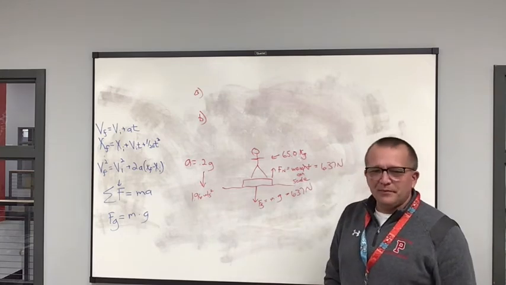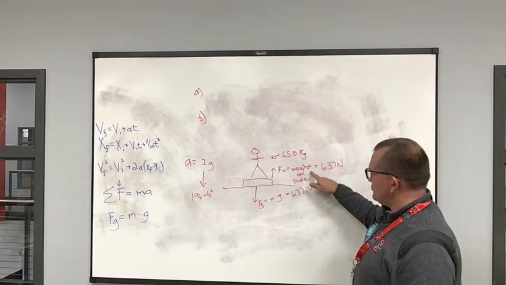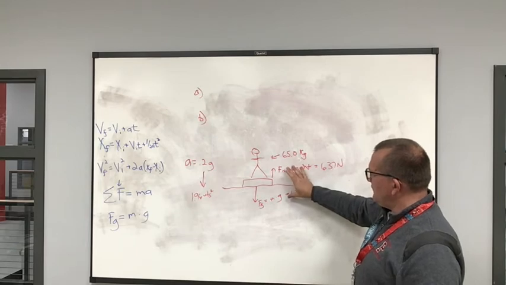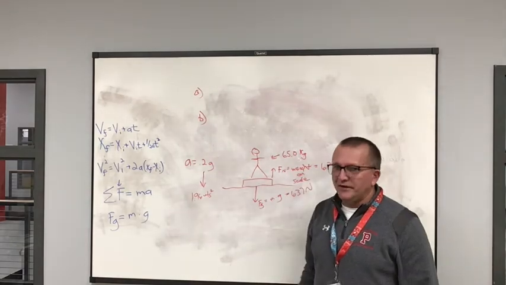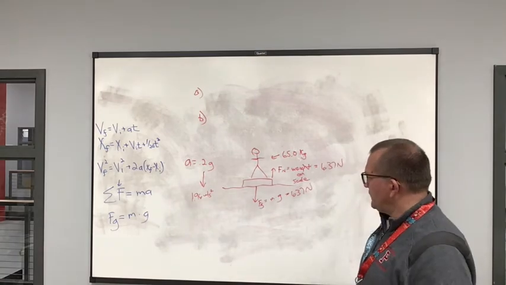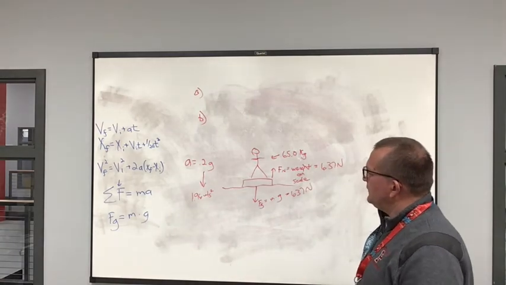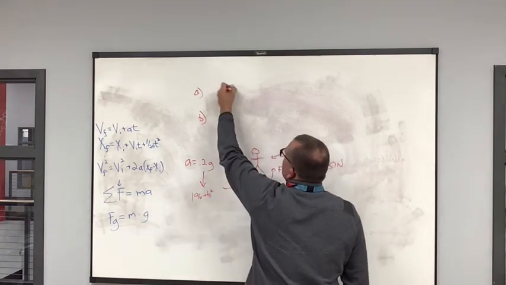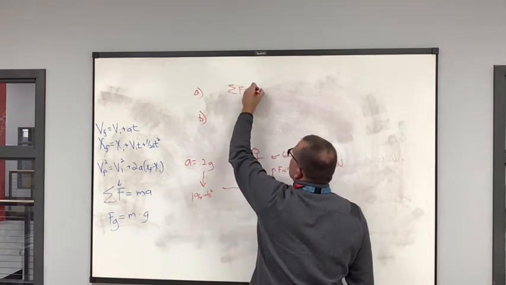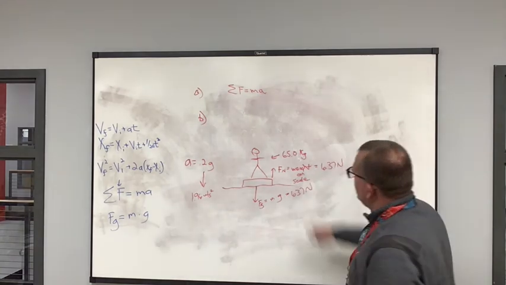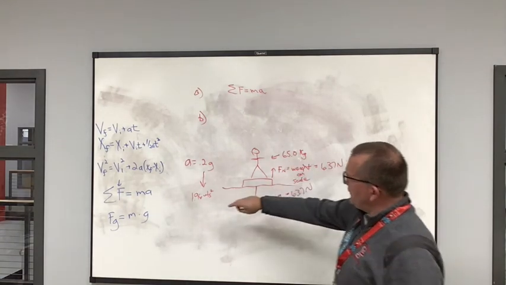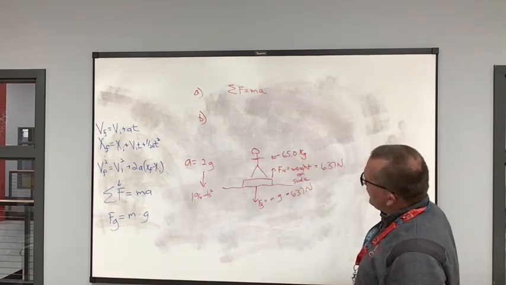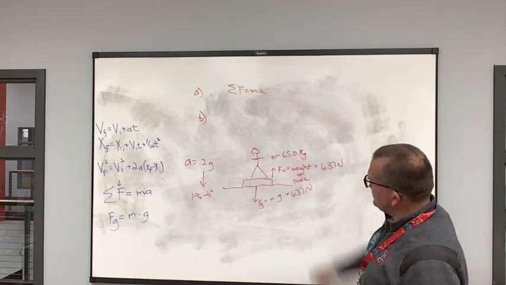Now we have to think about what the scale is going to actually read. Because when they're balanced, when we're not moving, it's going to be the same. But if we accelerate downward, what's it going to read? Is it going to read more or is it going to read less? So let's take a look at this problem using the second law. Net force is mass times acceleration. We know our acceleration, and we know our mass. So what we want to find is what our normal force is going to be.